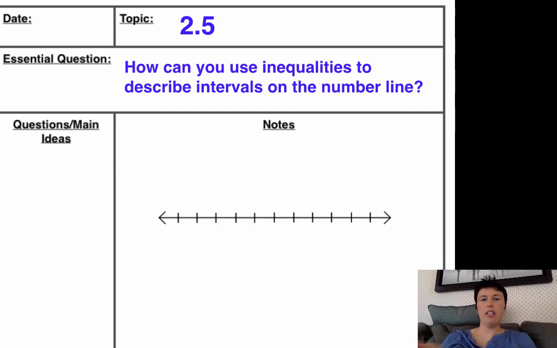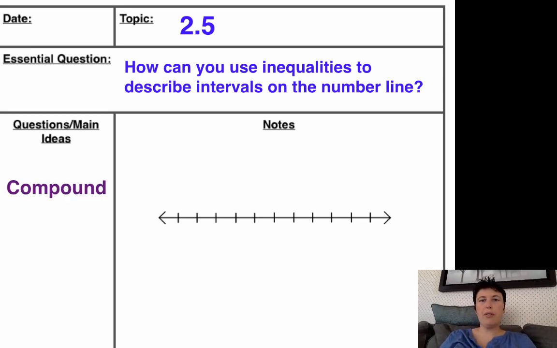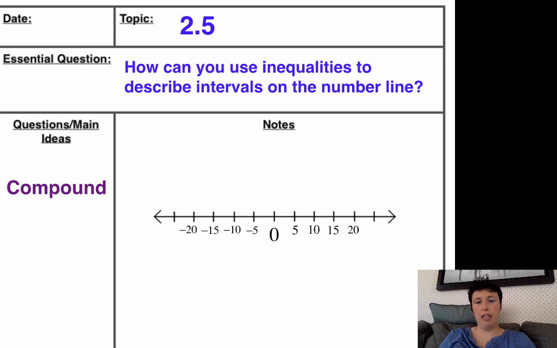So to get us started, in your notes, I'd recommend drawing a number line. Go ahead and draw a nice straight number line, and what we're going to do is graph something called a compound inequality. That'll be a key word today, compound inequality. So what does it mean to be a compound inequality? Well, that is when we have two inequalities that we're going to be putting on the same number line.